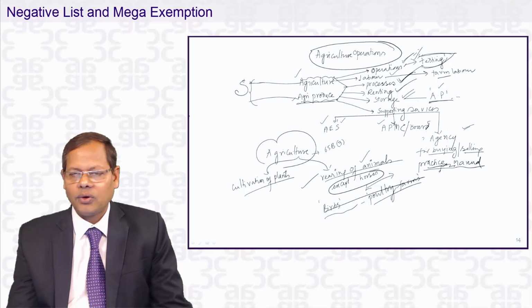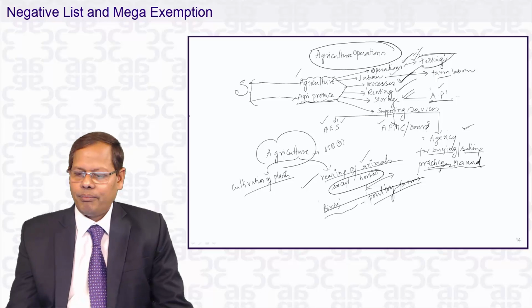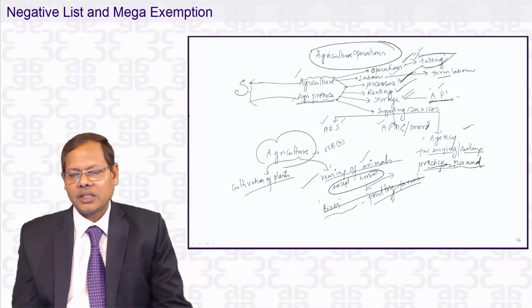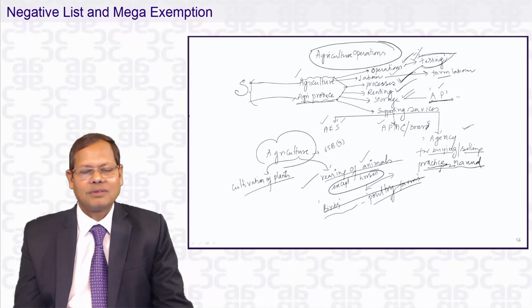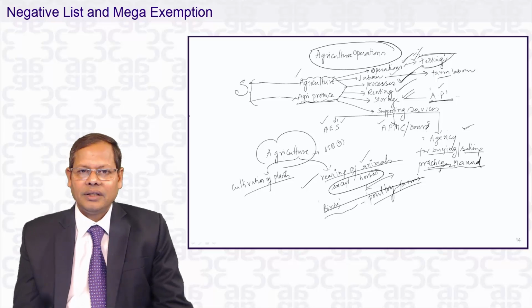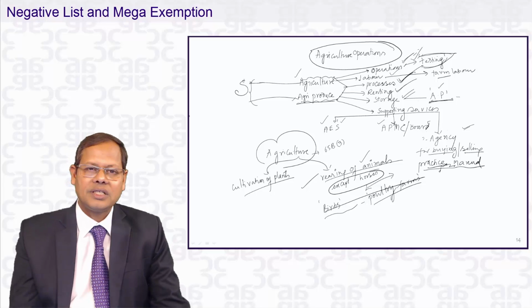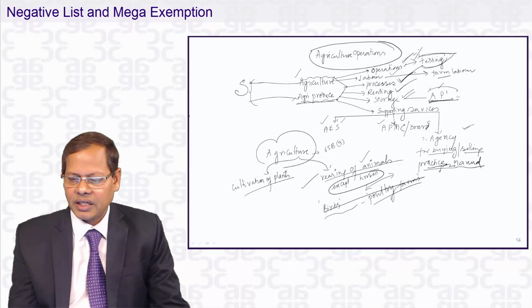Suppose it is wheat flour, no. Paddy is okay because it is agriculture produce. If it is rice, sorry. Of course, mega exemption is there to take care of that. We have to look into that also. But primarily it is in the negative list only if it is an agriculture produce.